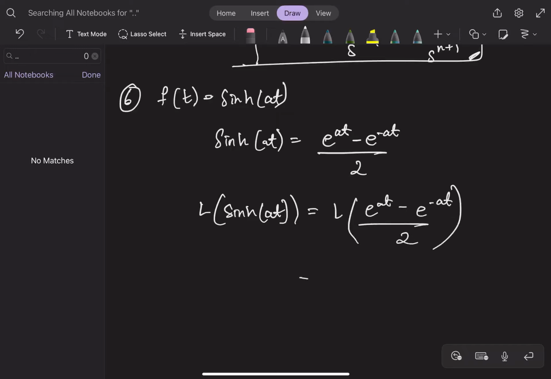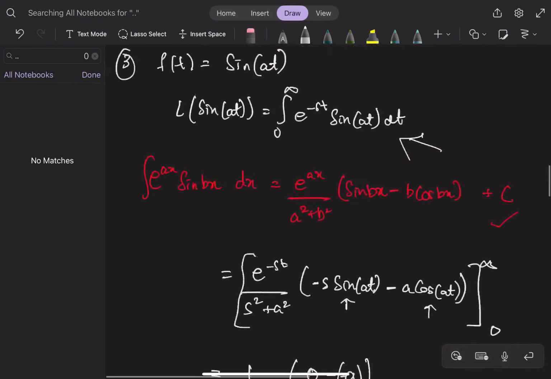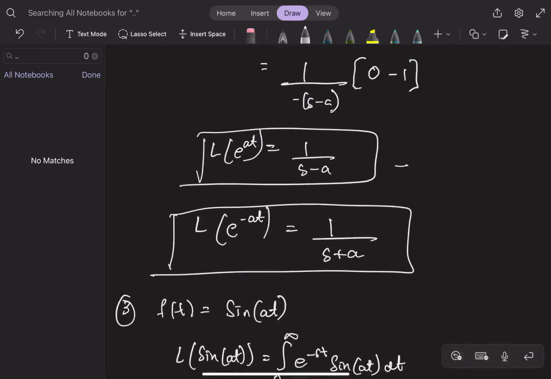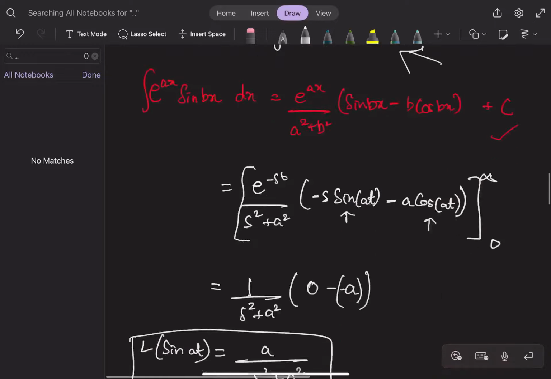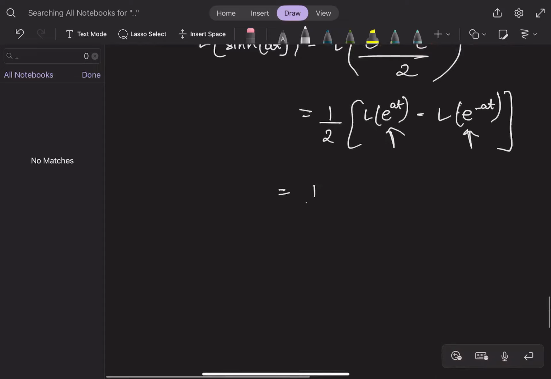Now you can separate these. So we know that L of, let's take out half first. So this becomes half of L of e raised to at minus L of e raised to minus at. Now remember, guys, we have already calculated these two. So this is 1 upon s minus a and 1 upon s plus a. So let's write this over here. This becomes half of 1 upon s minus a minus 1 upon s plus a.